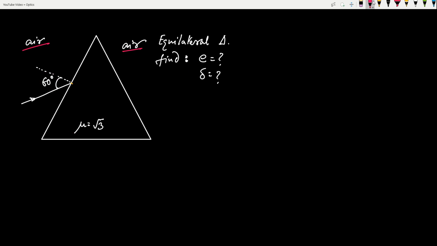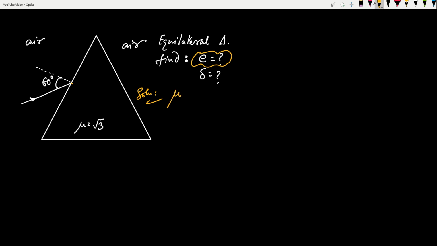This is a very common problem and can be easily solved. So let's see how to solve this. Solution. In order to find the angle of emergence, we first need to find the angle of refraction in the first medium. So how to find that? The easy technique is to use Snell's law. So we'll be using Snell's law.